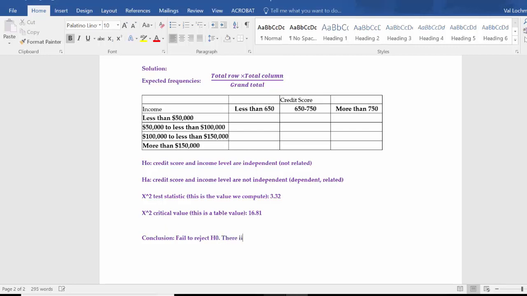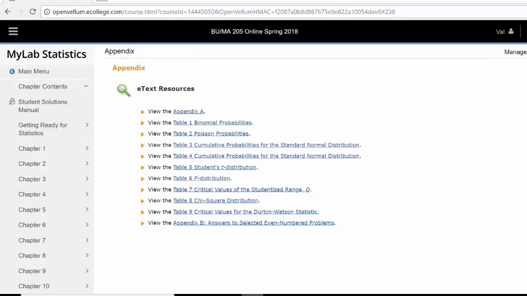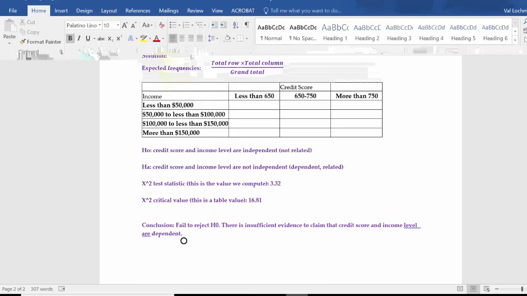There is insufficient evidence to claim that credit score and income level are dependent. Which means they're not. Well, they could be, but this sample is not good enough to conclude. Something is up with my MyMathLab. That's all right. So that is our conclusion. We failed to reject. Either way you go, whether it's the chi-square test statistic or the p-value, you're going to get exactly the same conclusion.